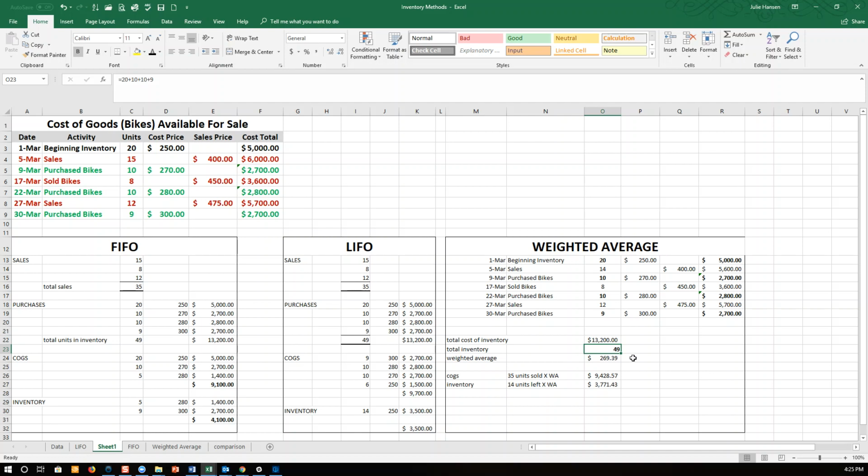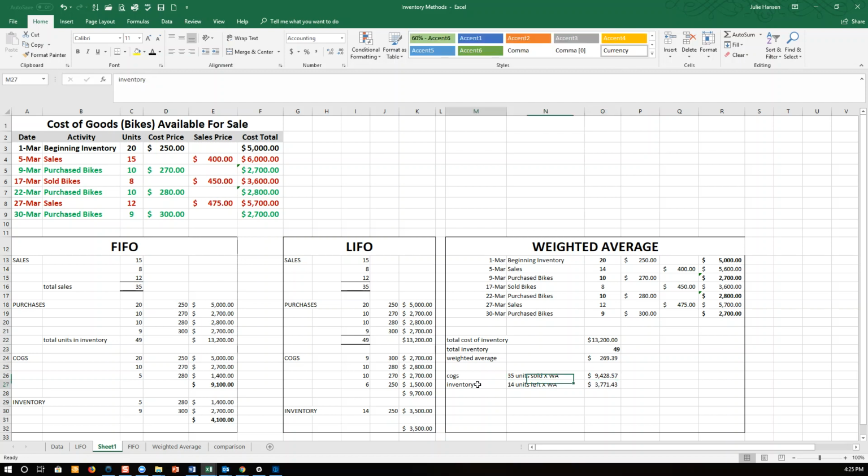All right, so then I took the 13,200 and divided it by the 49. You can see that's my formula in that cell right there. And I came up with $269.39 as the weighted average for the items for that month. Then when I do my cost of goods sold, it's actually pretty simple. Remember how I sold 35 of them? So I took 35 units at the weighted average cost, and it gave me that number.